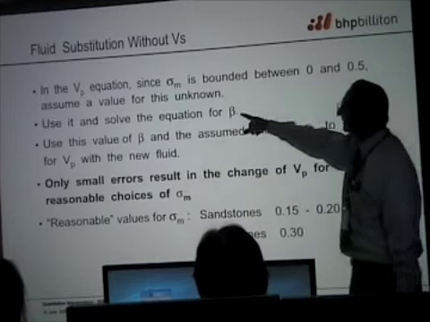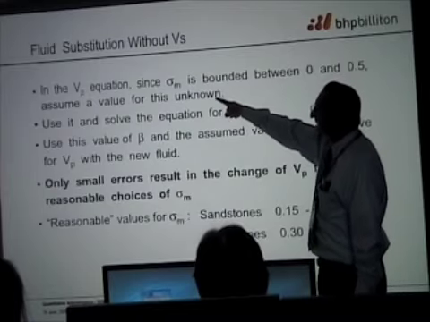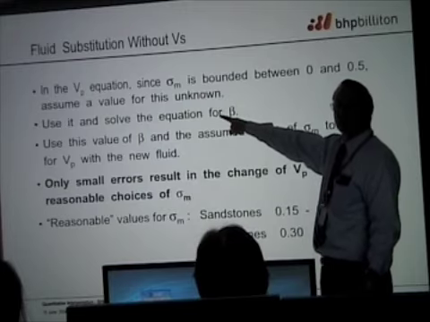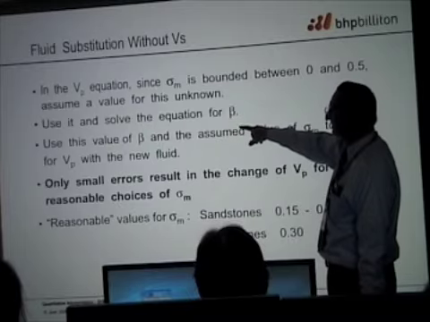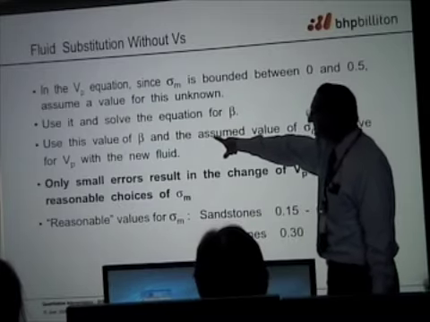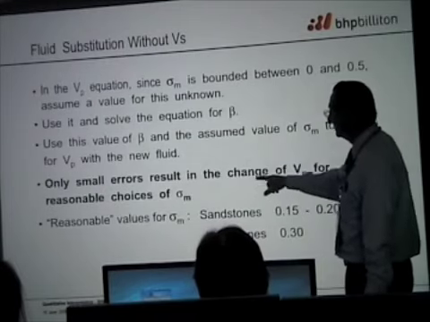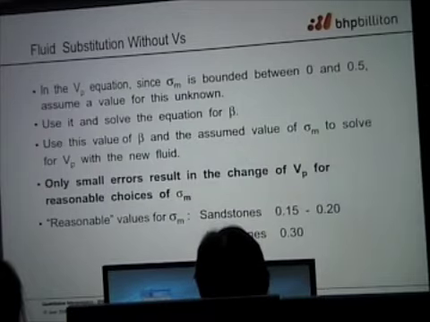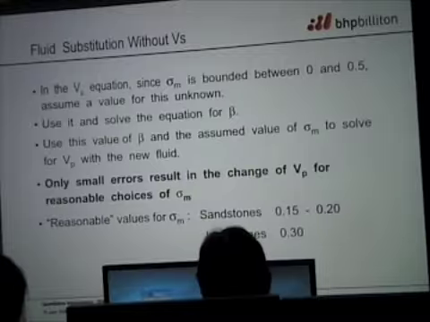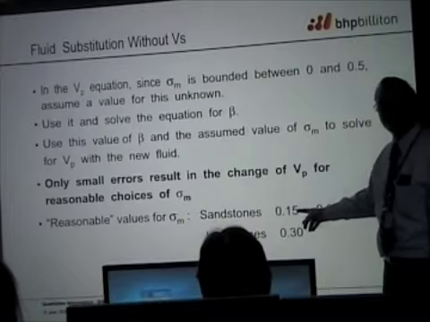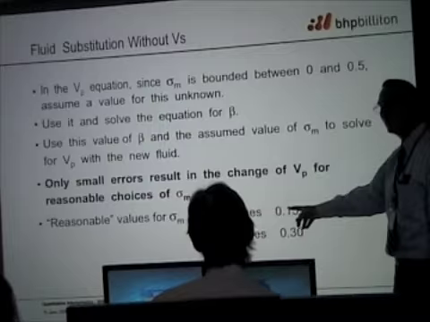That is, this one. Assume a value for sigma sub m, use it, solve the equation for beta. Beta is going to vary between 0 and 1. It's dimensionless, right? It's just a scaled bulk modulus of the matrix. Use this value of beta and the assumed value of sigma sub m to solve for VP with the new fluid, and you only get small errors in the VP, and not even big errors in the difference of VP. Reasonable values for sigma sub m: this is something you want to remember. For porous sandstones, 0.15 to 0.2.